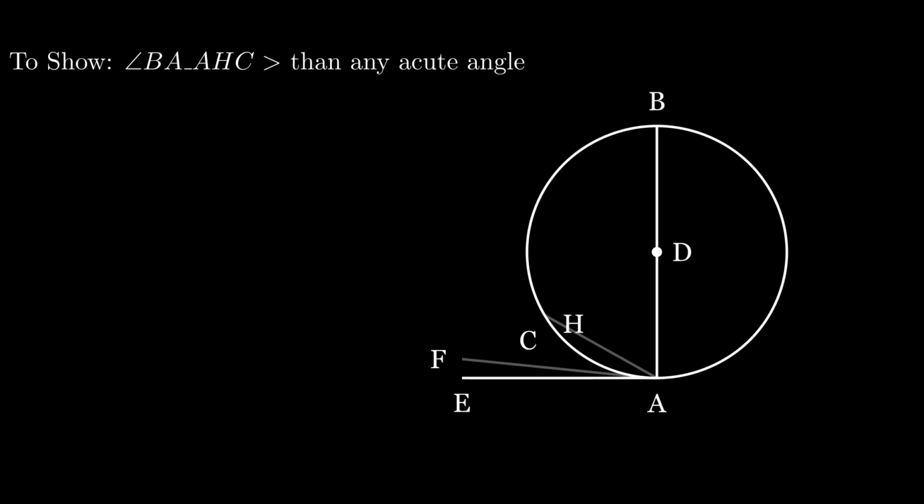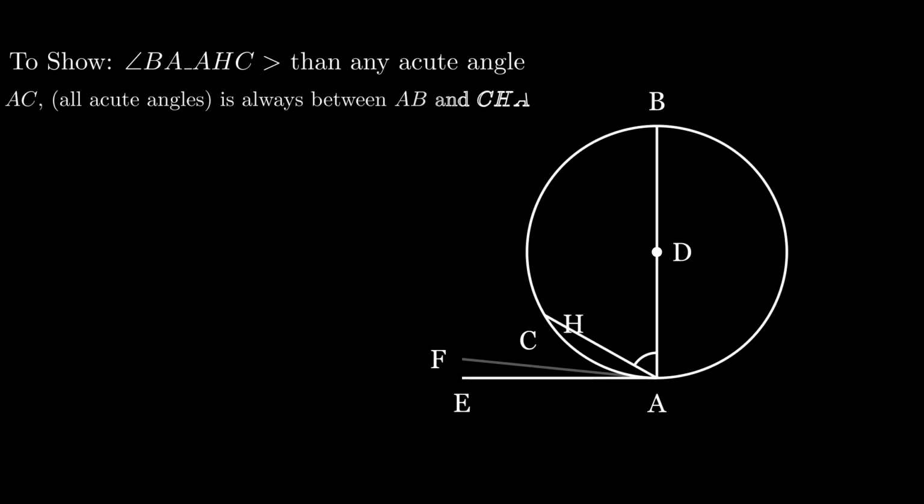This is apparent from what we've already proven, because with line AC, we can make any acute angle BAC, which is always less than angle BAE, a right angle, inside of angle BA circumference AHC. So, angle BA circumference AHC is always going to be greater than angle BAC, which is any acute angle.